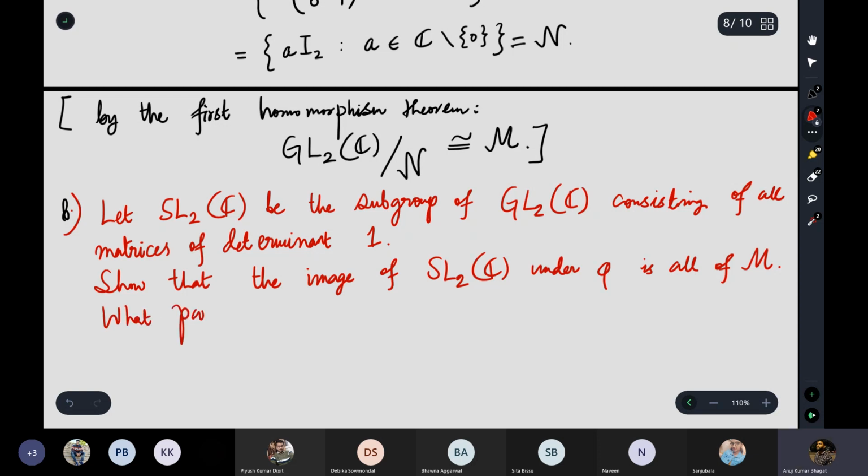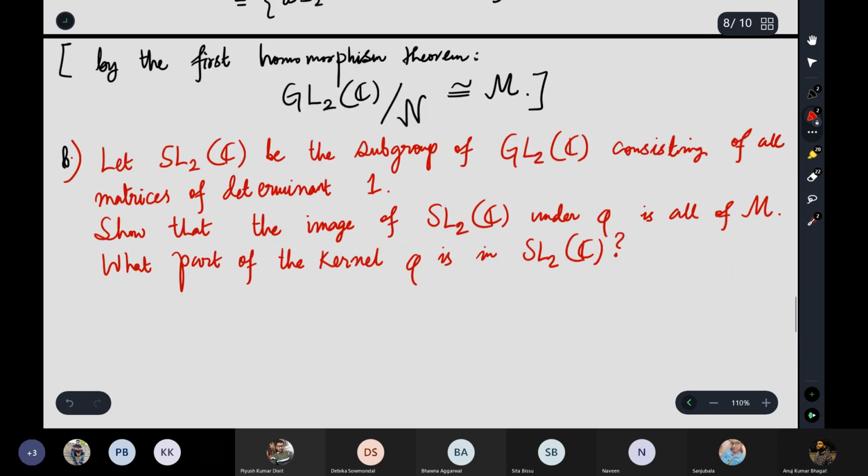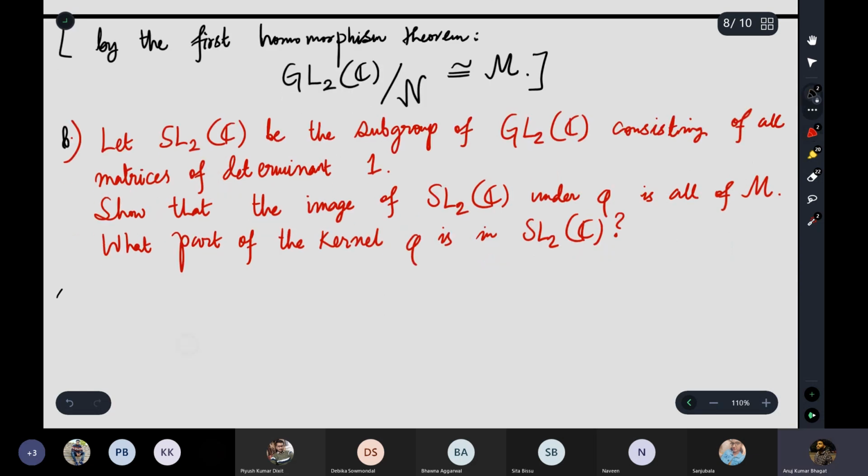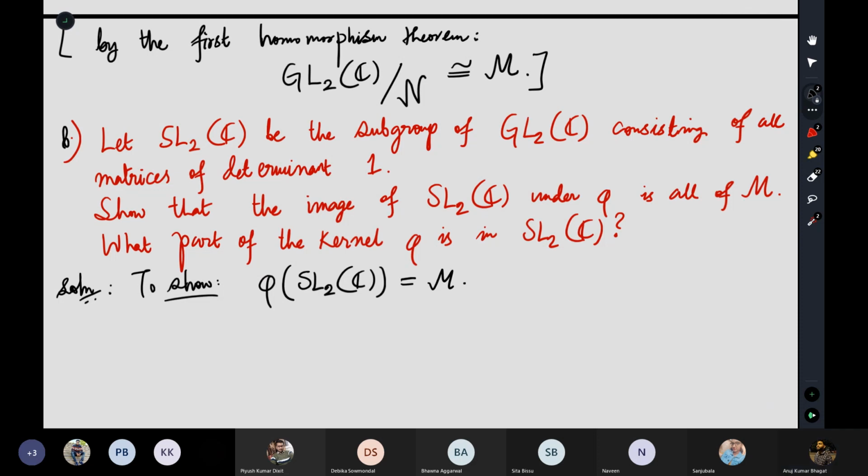The second question is, what part of the kernel phi is in SL2? So to show phi of SL2C is indeed M.